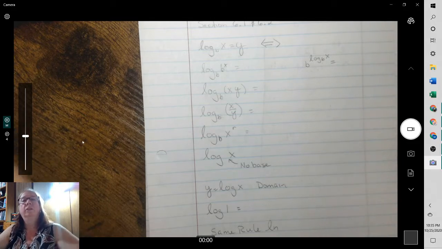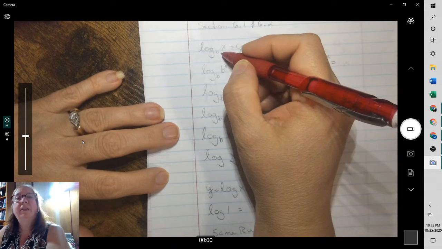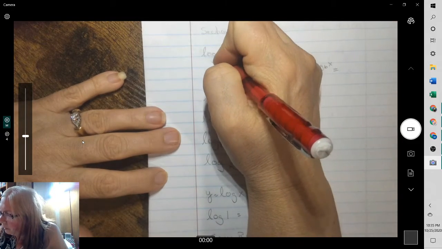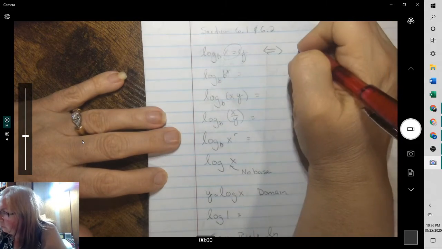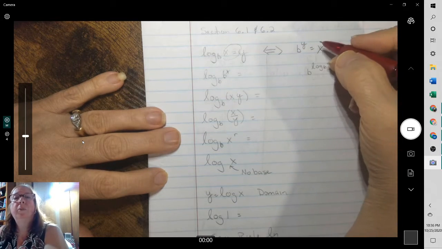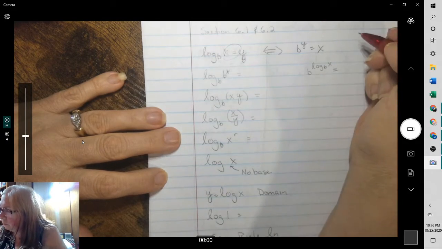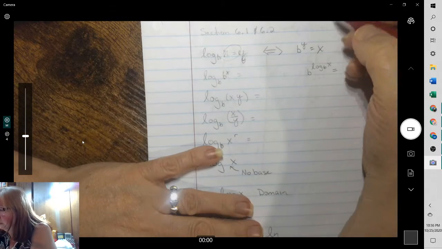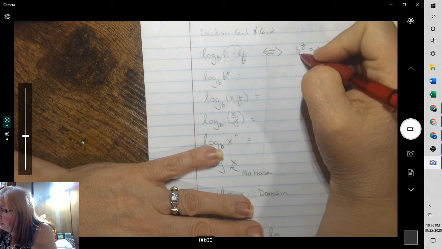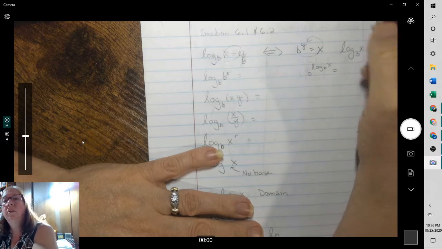And when you're rewriting a log, to get rid of it, start with your base and loop around. So if we have base b, this would be b to the y equals x. So you loop around. Same thing going the other way. Start with the base. Log base b of x equals y. So just loop around.